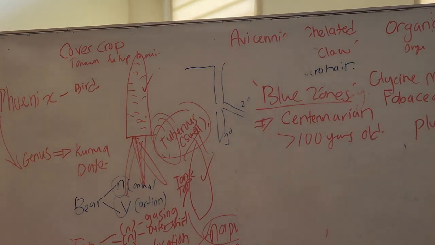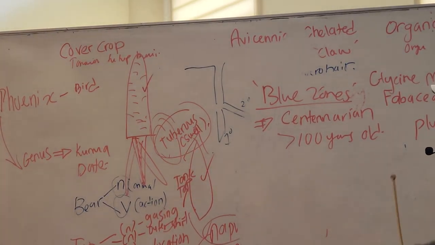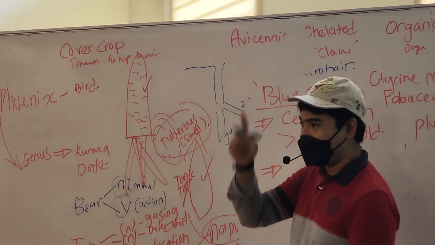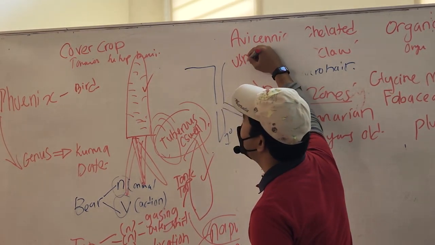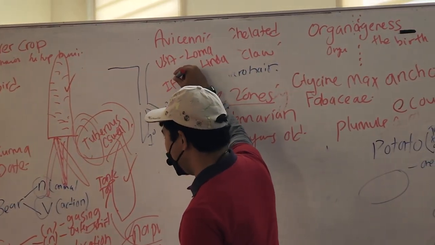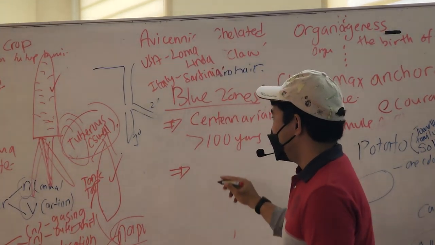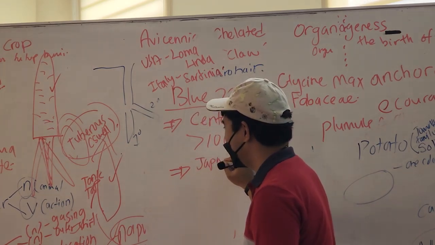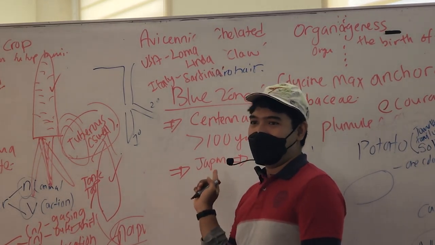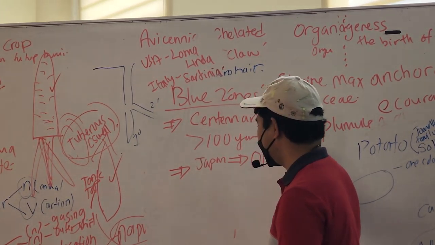One of the regions, and probably one with the longest average, where is it? There are a number. In the United States, it's called Loma Linda. In Italy, it's called Sardinia. There is one in Japan as well. Guess where? The only place in Japan that does not get snow. It's in the south. Okinawa.